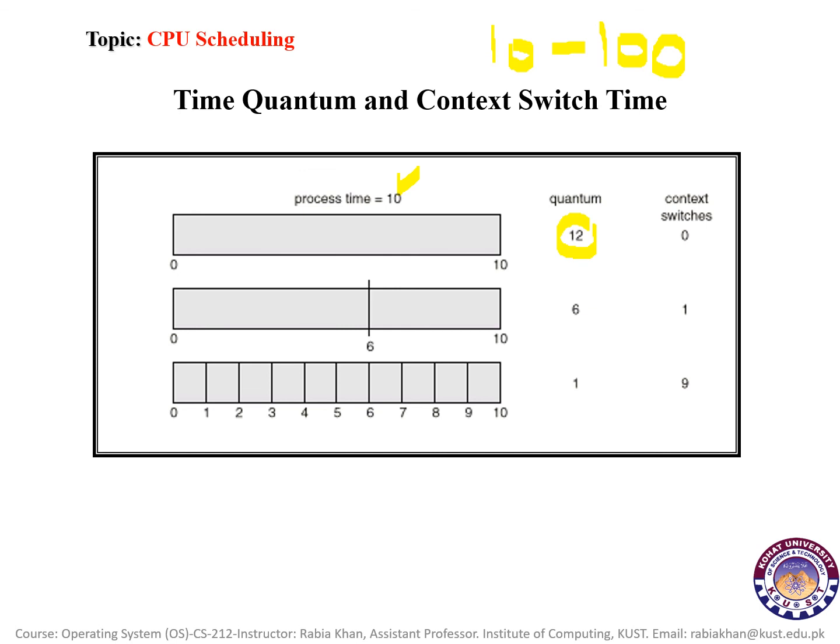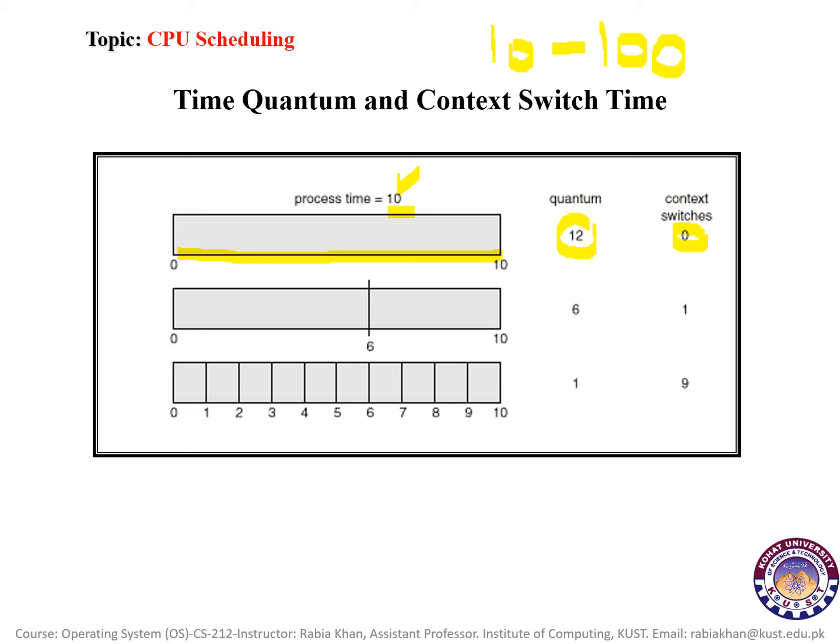So a process whose CPU time is 10 milliseconds, so there is no context switch. It goes to completion in one smooth cycle. Here you can see, as quantum is more and its CPU time is small, so there is no context switch. It is not stopped, it is not preempted in the middle.